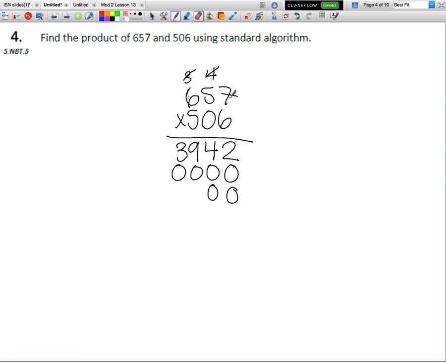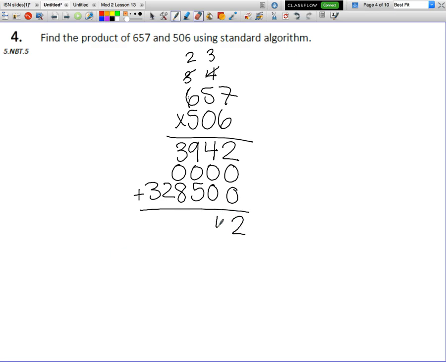Now we're doing 657 times 5. 5 times 7 is 35. Carry my 3. 5 times 5 is 25, plus 3 more is 28. Carry my 2. 6 times 5 is 30, plus 2 is 32. So there's my third partial product, 328,500. And now we add.